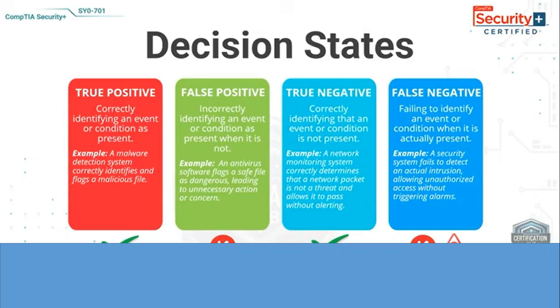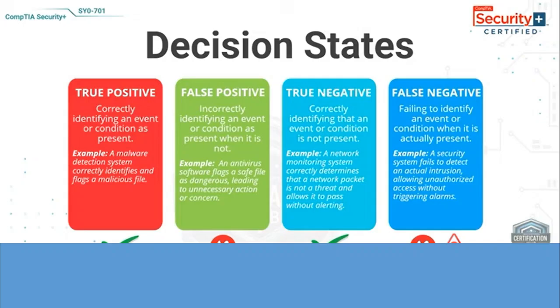True negative: this is correctly identifying that an event or condition is not present. For example, a network monitoring system correctly determines that a network packet is not a threat and allows it to pass without alerting. If there is no threat, it does not consider it a threat and allows it to pass into the network without any alert.